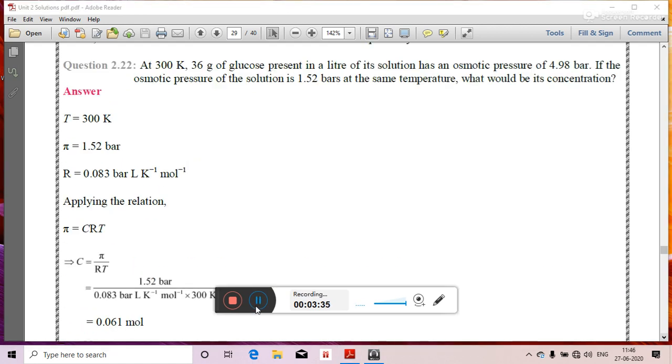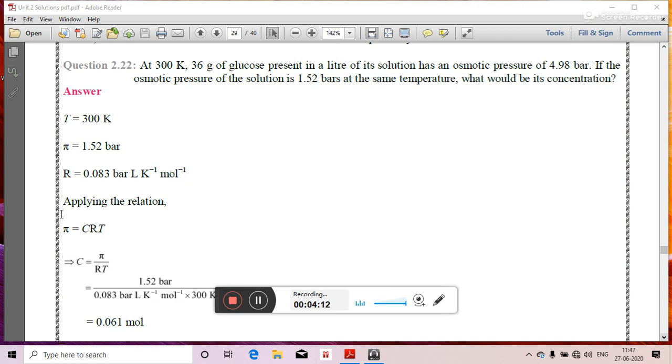Now let us see question number 22. At 300 Kelvin, 36 gram of glucose present in a liter of its solution has an osmotic pressure of 4.98 bar. If osmotic pressure of the solution is 1.52 bars at the same temperature, what would be its concentration? So your temperature is 300 Kelvin, osmotic pressure pi equal to 1.52 bar, R equal to 0.083 liter bar per Kelvin per mole.